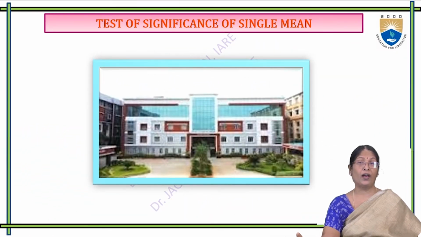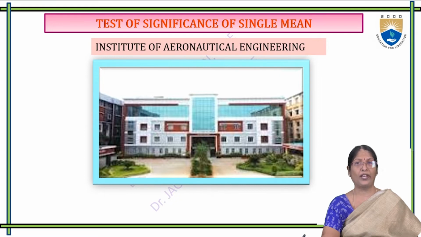Before that, I have given one example: if the population is Telangana, the Institute of Aeronautical Engineering is the sample playing a role. Suppose we take the Institute of Aeronautical Engineering as the population, then its 11 branches become the samples for the Institute of Aeronautical Engineering.